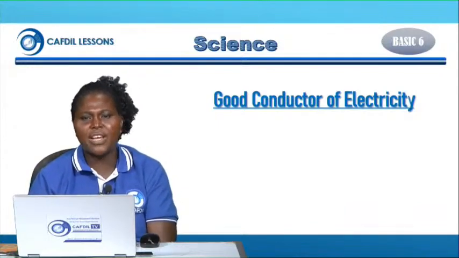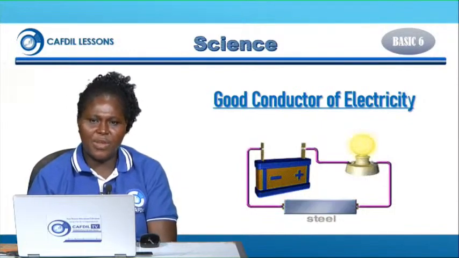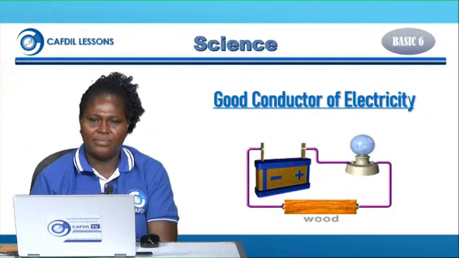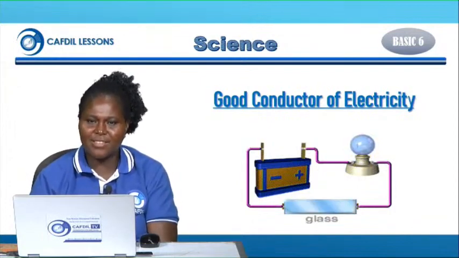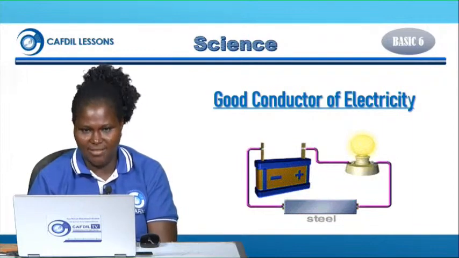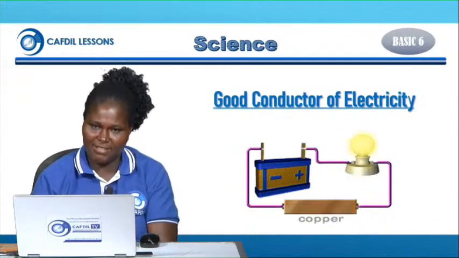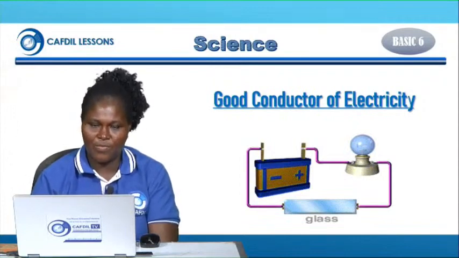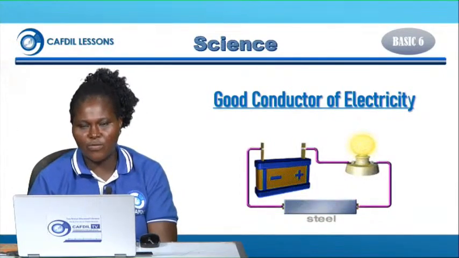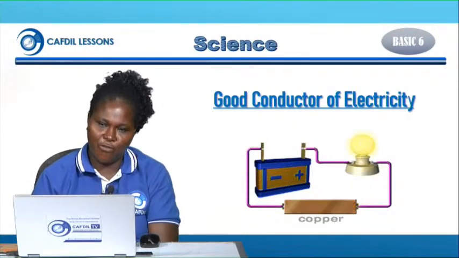What do we mean by good conductor of electricity? Now let's look at this video. Now we have steel, metal, wood, and copper. So let's look at it. With the copper, the light is on. With the glass, the light is off. With the steel, the light is on. And with the wood, the light is off.